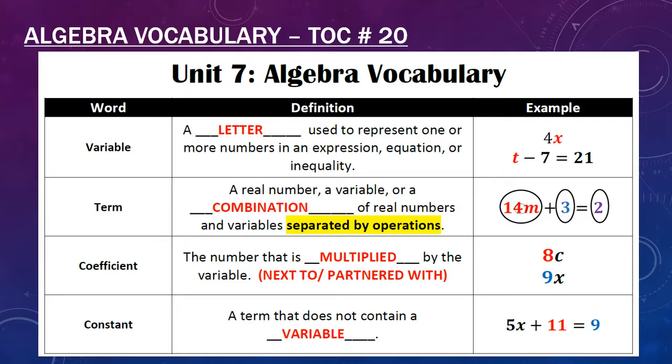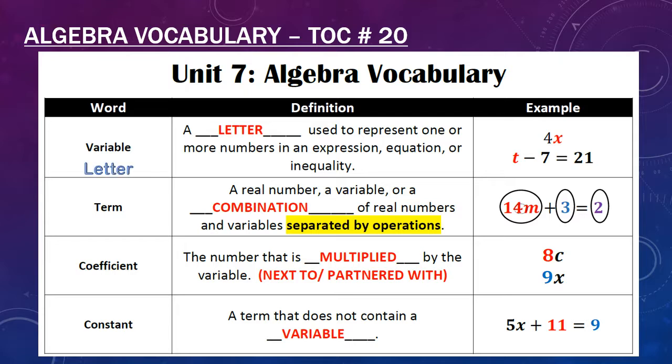Take a second, make sure you have all this written down. Some extra things that I want you to do. I want you to put a star next to coefficient because that's one that you have to know. And I want you to write these words down to help you remember.